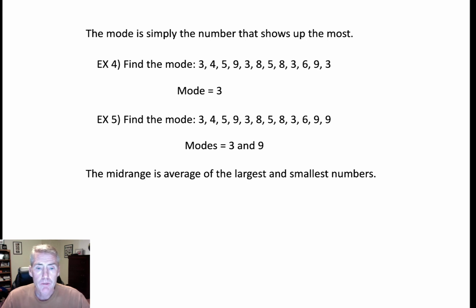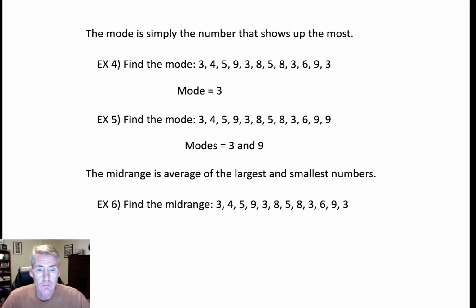Next, the mid-range is very easy to find. You just take the smallest and largest number, add them together and divide by 2. With that example from number 4, the smallest is a 3, the largest is a 9. So you add those together, 12 divided by 2 is 6. There's the mid-range.